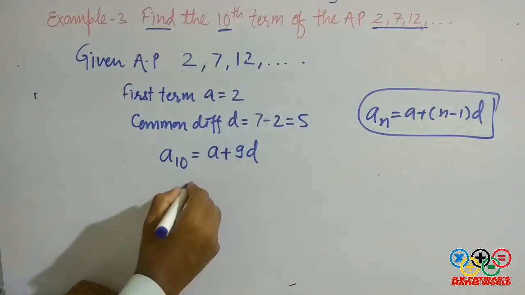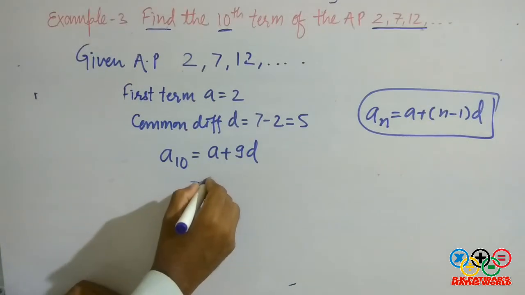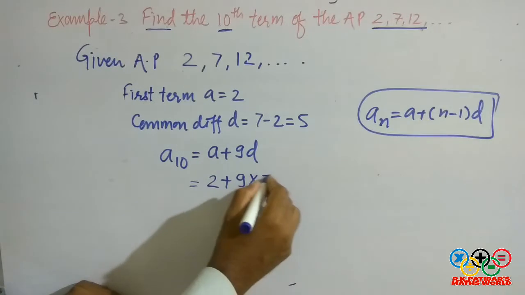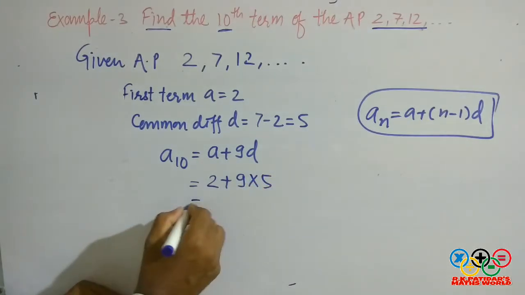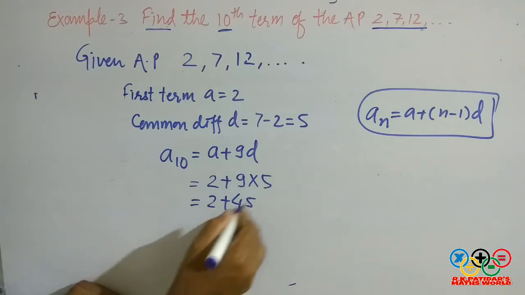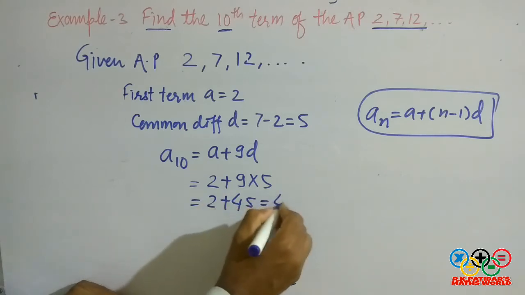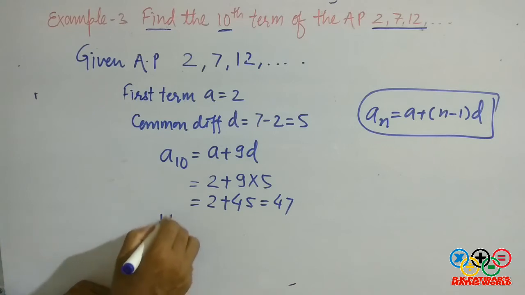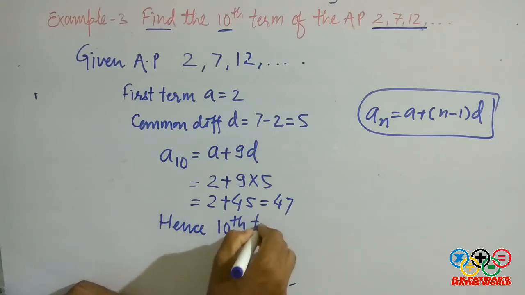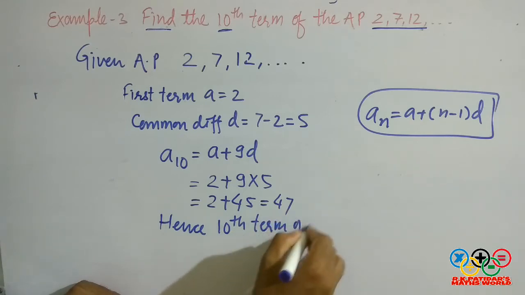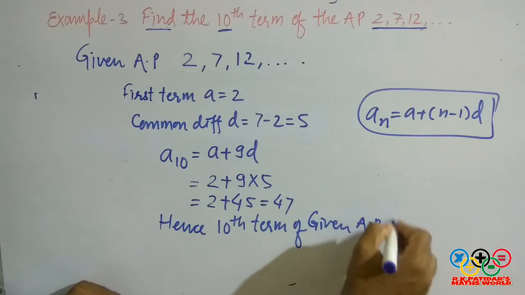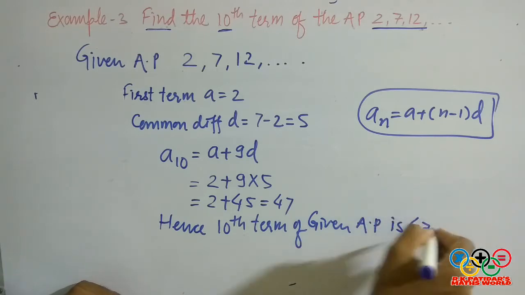तो हम इसको डायरेक्ट लिखेंगे. ओके, a is what? 2 plus 9 into d, common difference is what? 5. So it is 2 plus 9 into 5, 9 fives are 45. So 45 plus 2, that is 47. Hence we conclude the 10th term of the given AP is 47.